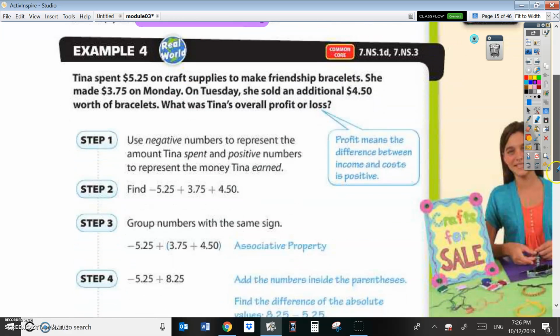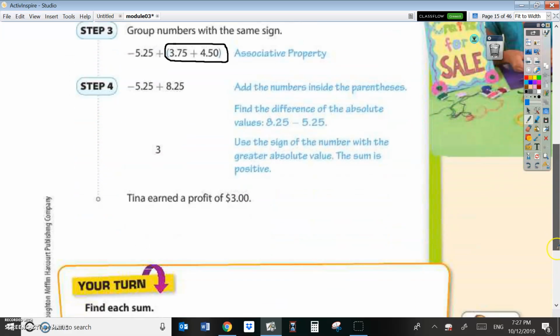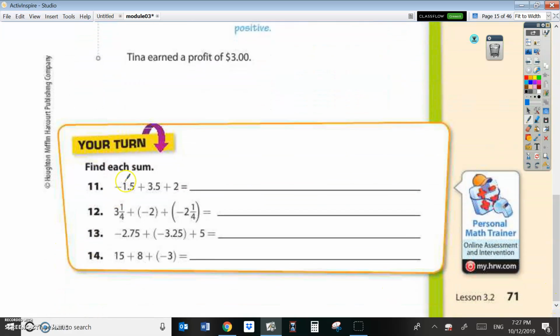So this example right here, there's spend, which is negative, and then she made, which is positive, and then she sold, which is also positive. Okay, so she's got a negative, positive, and a positive. So group the positives, and then you've got different signs. Subtract. Take the sign of the larger number, then you'll be exact. So this one here, negative, positive, positive.